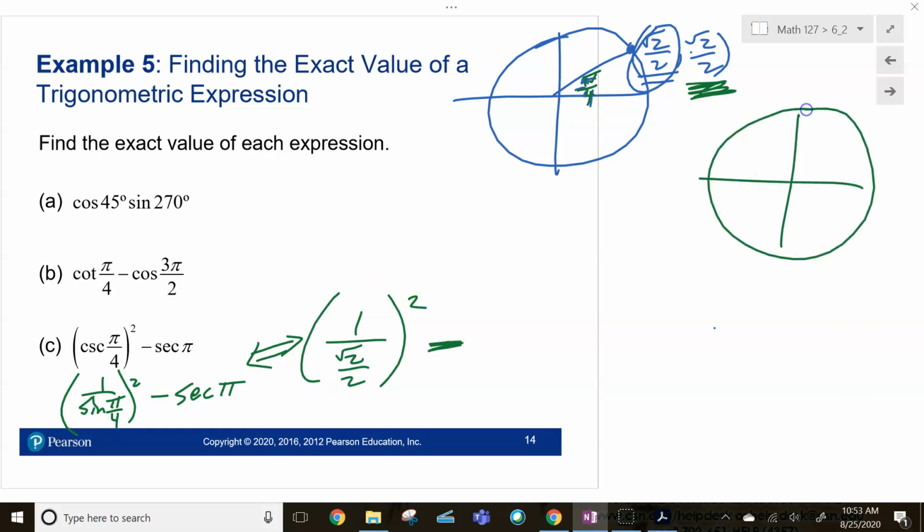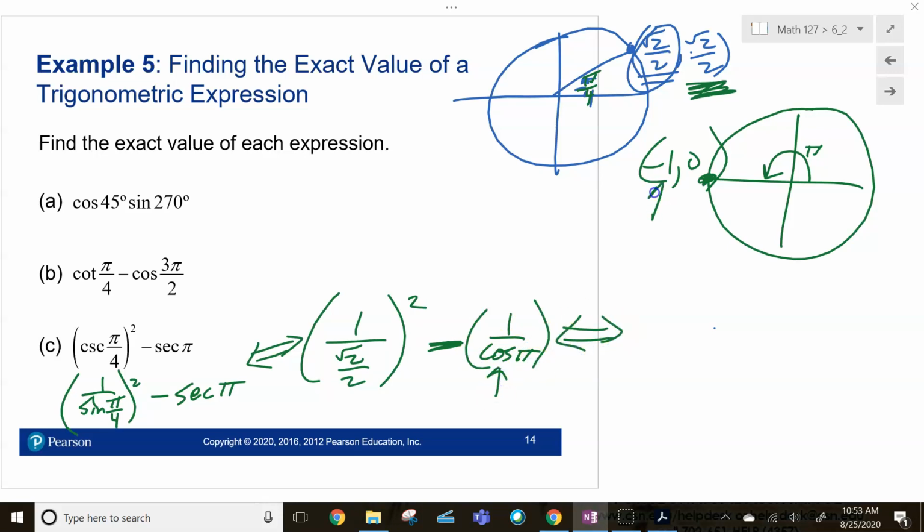So I go onto my unit circle, I rotate pi, I find the point right here, -1, 0. The secant is 1 over cosine, and we know the cosine is the x, so -1. So that'll be -1 that goes in right here. So let's clean this all up.